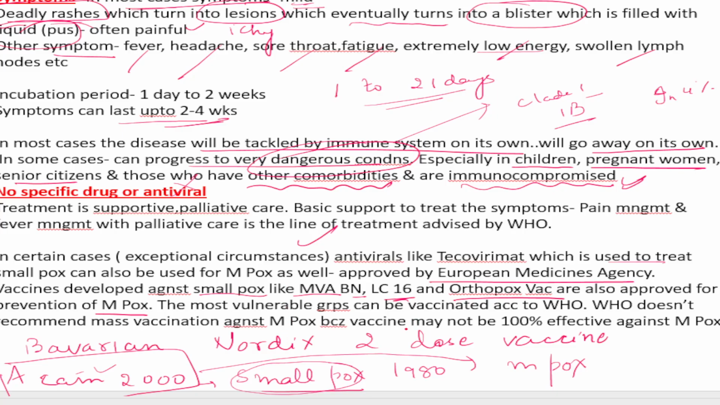Now these vaccines have to be used only for the most vulnerable groups. WHO does not recommend mass vaccination against monkeypox. Why? Because the vaccine used for smallpox may not be 100% effective against monkeypox. So the most vulnerable groups should be prioritized.